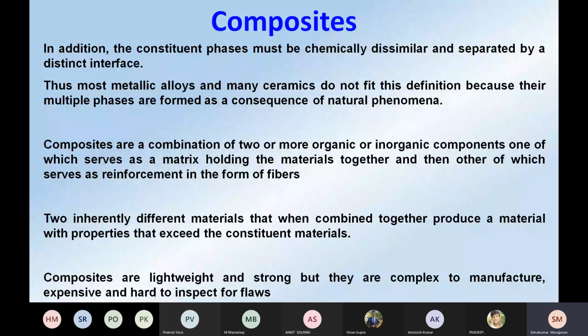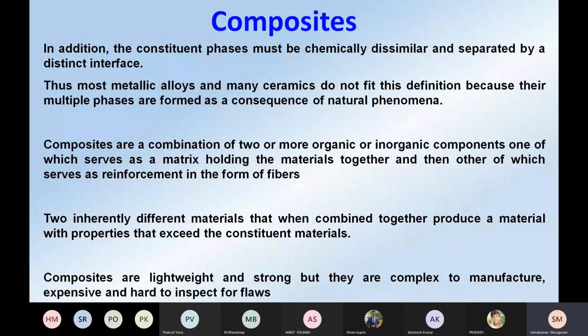Most metallic alloys and many ceramics do not fit this definition, because their multiple phases are formed as a consequence of natural phenomena. For example, with mixed metal oxides, bimetallic or mixed metals, and ceramics based mixed metal oxides, sometimes they mix the different metal oxides and also call them composites. So this phenomenon comes into that category.